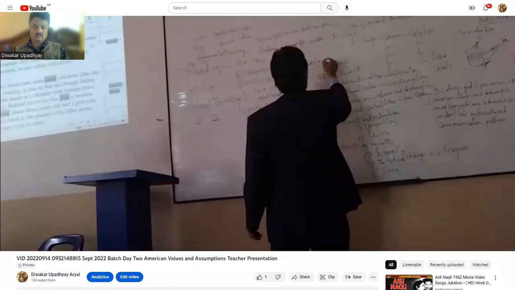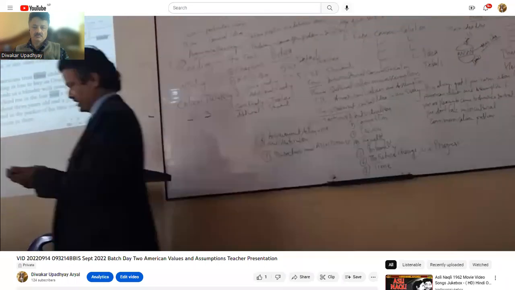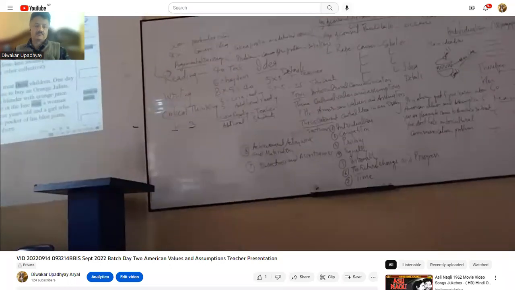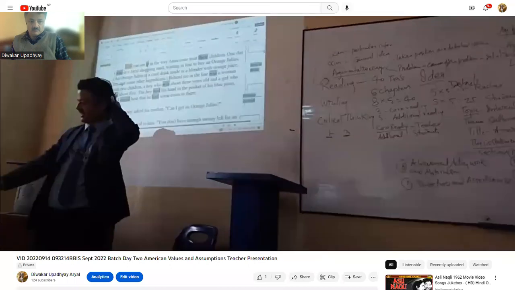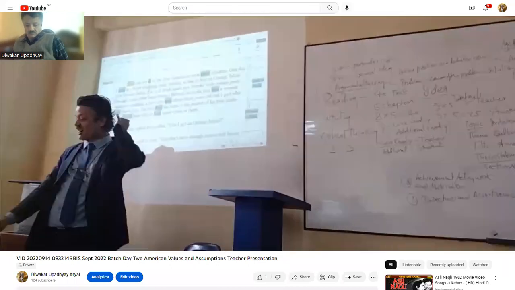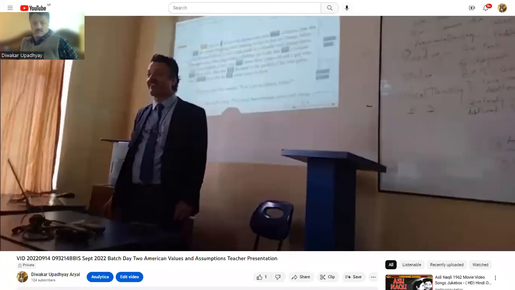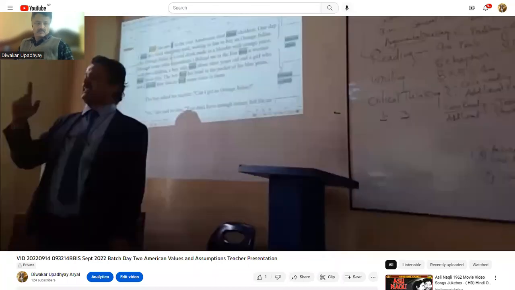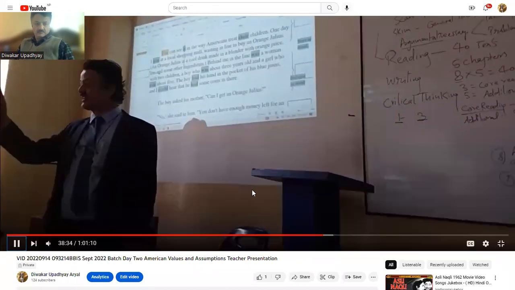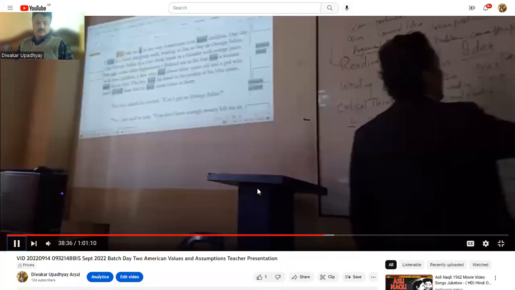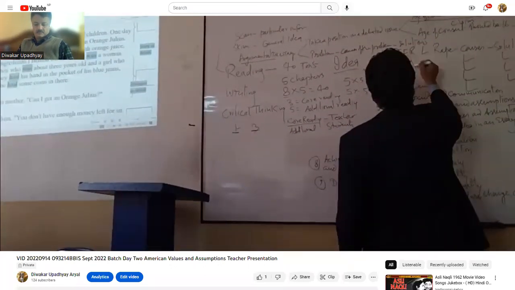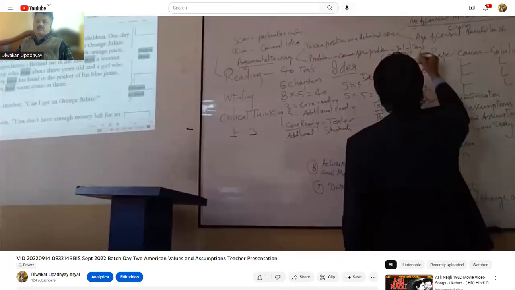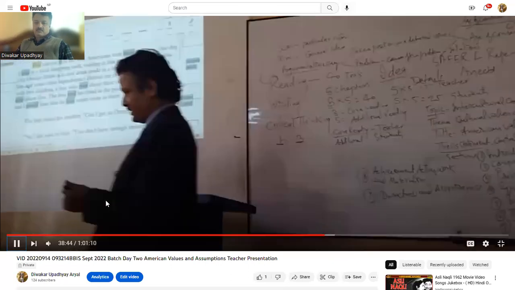Now there are details. Let's quickly check what kind of details are here. Look, you can see in the way Americans treat their children. One day I was at a local shopping mall. What is happening here? The writer starts telling a story. So we have an anecdote. Let's write here, S-A-F-E-R. We have an anecdote. A is gone.